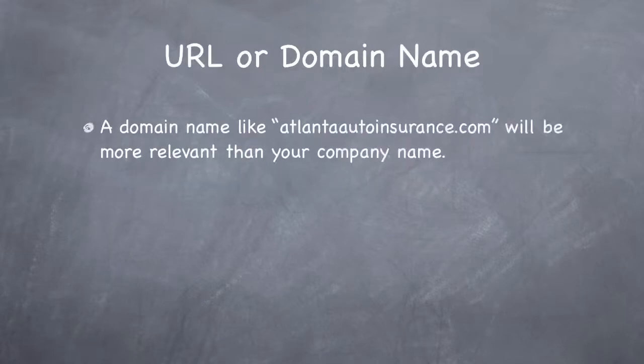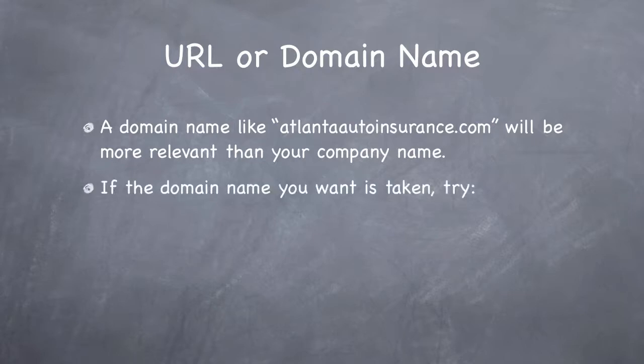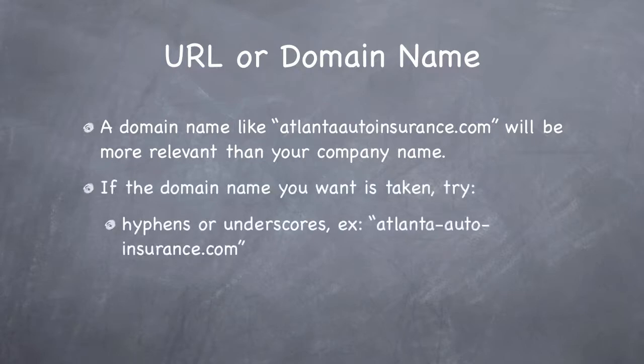Now, your URL or domain name. If you have your location or your products or your services in the domain name, that's the best. So a domain name like AtlantaAutoInsurance.com is going to be more relevant than their company name. If the domain name you want is taken, you might want to try using hyphens or underscores. So, for example, if Atlanta Auto Insurance is taken, you might want to try Atlanta-auto-insurance.com, and the hyphens and underscores will be read by search engines as spaces.